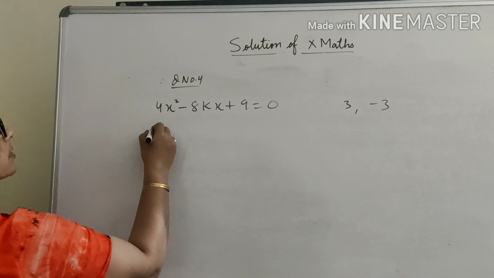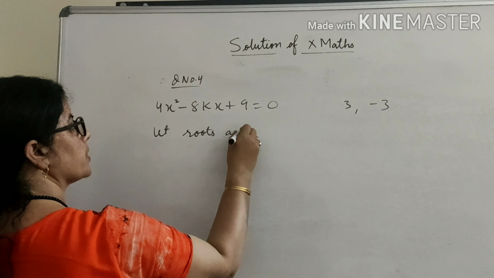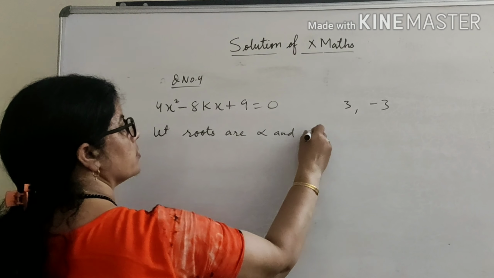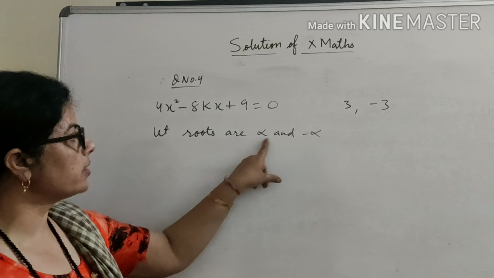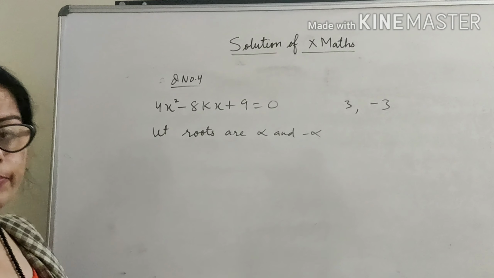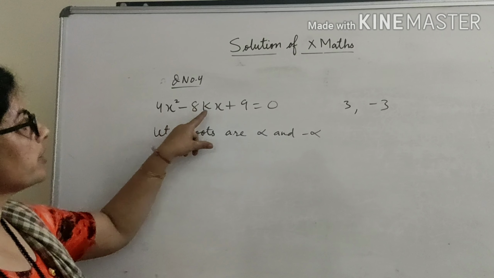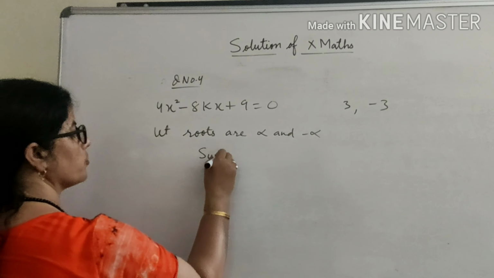So let us suppose we don't know the exact number. Let the roots be alpha and minus alpha. These are the roots of the equation. You know, if you find the sum, then the sum will be 0. We can find the sum of roots also, we can find the product of roots also, but whichever helps us find the value of k, that we will prefer. So here I am finding the sum of roots.